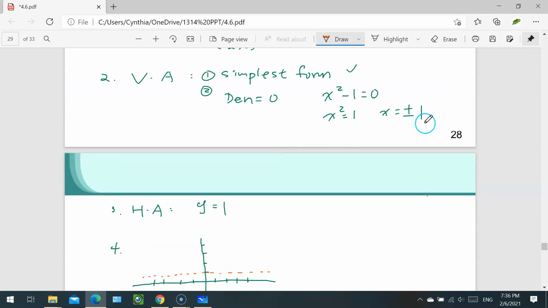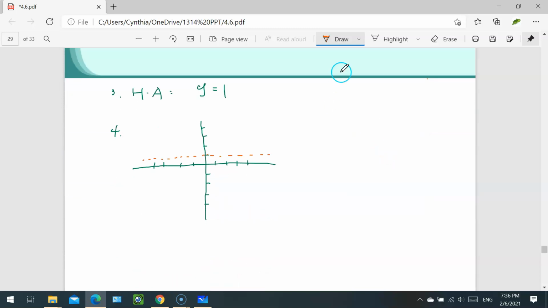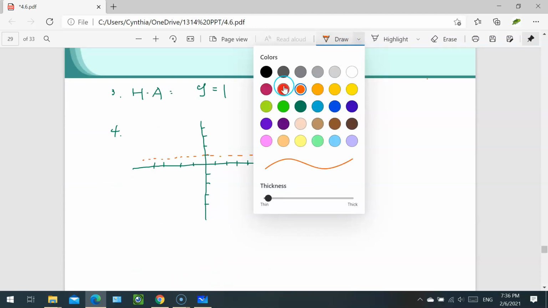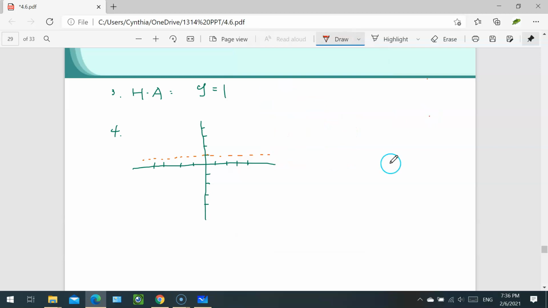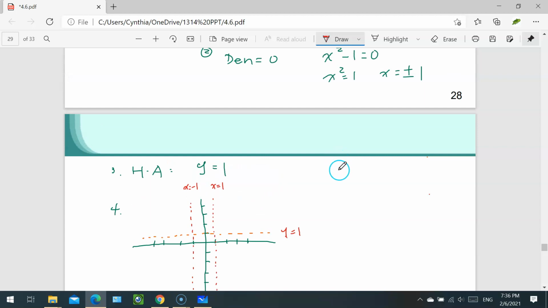Vertical asymptotes, we have two vertical asymptotes at 1 and -1. Let me use the red color. So we have two vertical dashed lines passing through x equals 1 and x equals -1. So this is x equals 1, x equals -1, and this is y equals 1. Now we have all the asymptote lines ready.